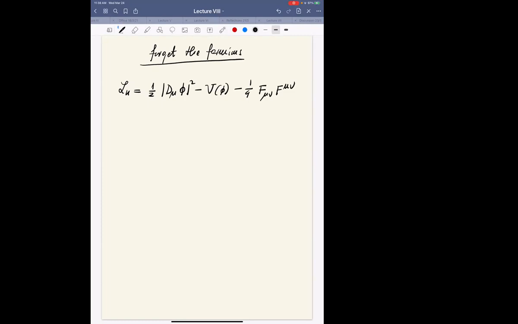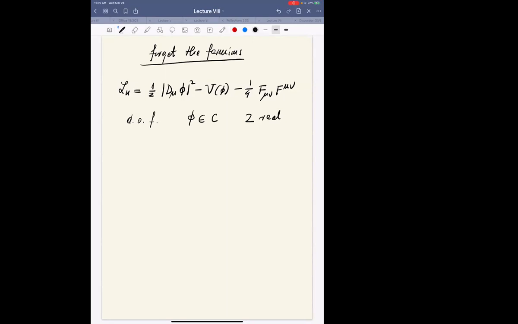How many degrees of freedom do I have? Who can help me count? 5. How many degrees of freedom? 1, 2. No, 2. We count real degrees of freedom. I should have said that, but that's what we do. We must have a way of counting real degrees of freedom. Otherwise, the real scalar will have as many degrees of freedom as complex. 2 real degrees of freedom.